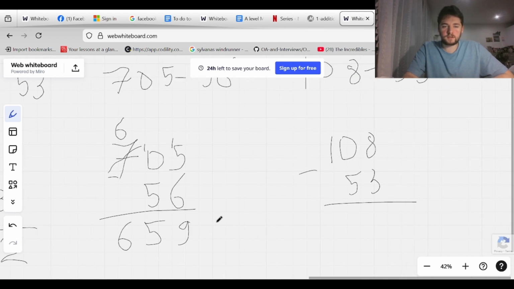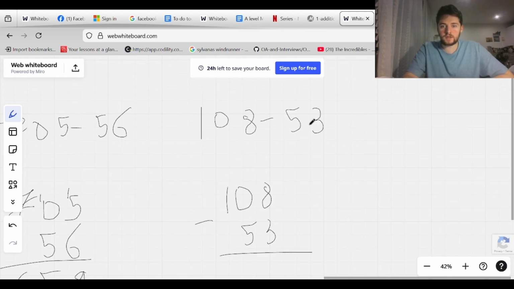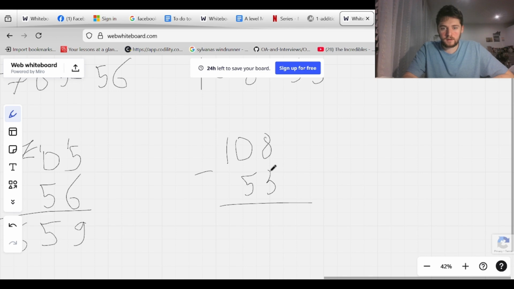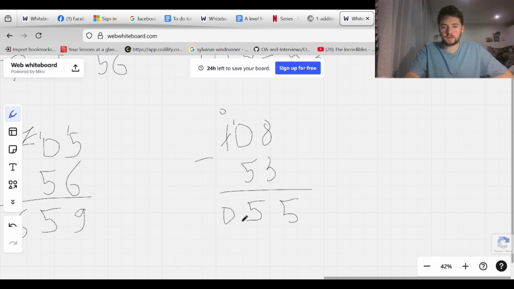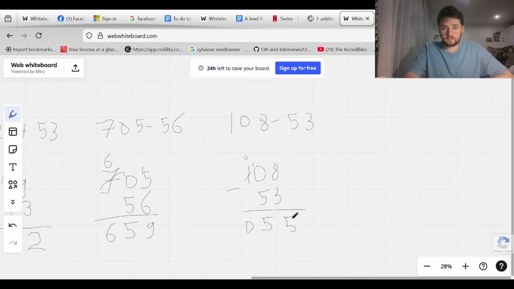Let's try another easier example. 108 minus 53. 8 minus 3 is 5. 100, well, just borrow the 1 and put it here. And 10 minus 5 is 5. And there is 0 here. So the answer is 55.